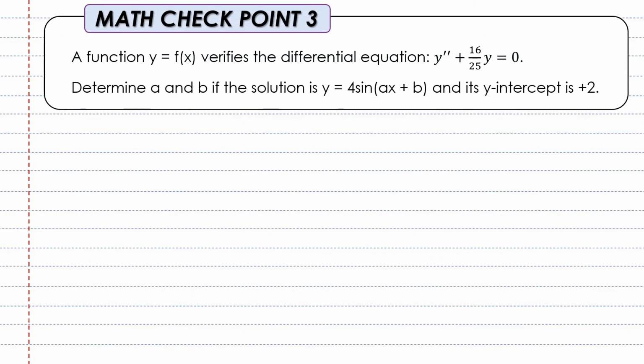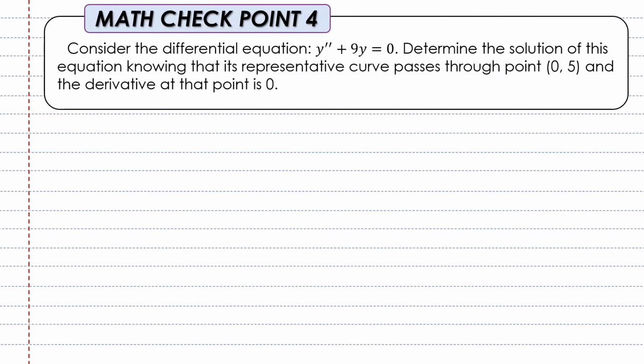Now, we finished all the requirements. As a first application on the differential equations that we mentioned at the end, y equals f of x verifies the differential equation y double prime plus 16 over 25 y equals 0. Determine a and b if the solution is y equals 4 sine (ax plus b). You are given the solution, you need to find the terms inside that solution. Try to think about it.